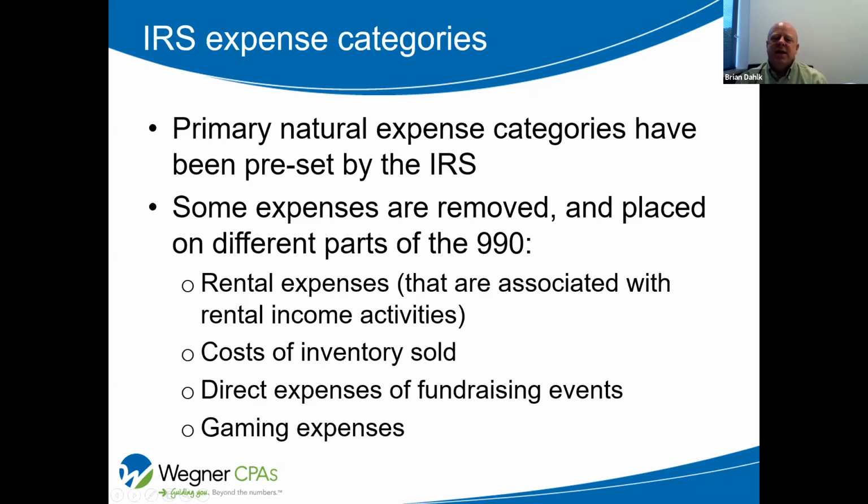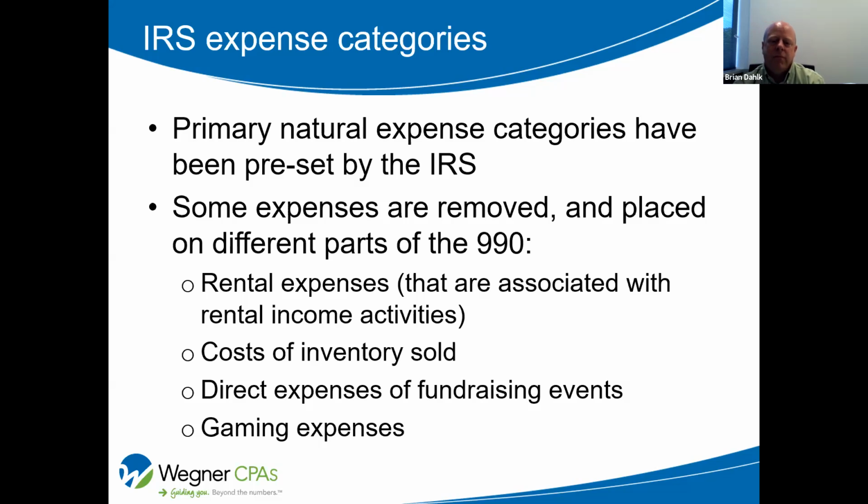The IRS has some preset categories that it lists on Part 9. And so to complete that part properly, we need to put our expenses into the IRS's slots. And that can involve recombining some of our expenses into the IRS's natural categories, or if we have some important categories that are not part of the IRS's preset natural expenses, we can add them to the IRS's expense categories on that very Part 9 schedule.